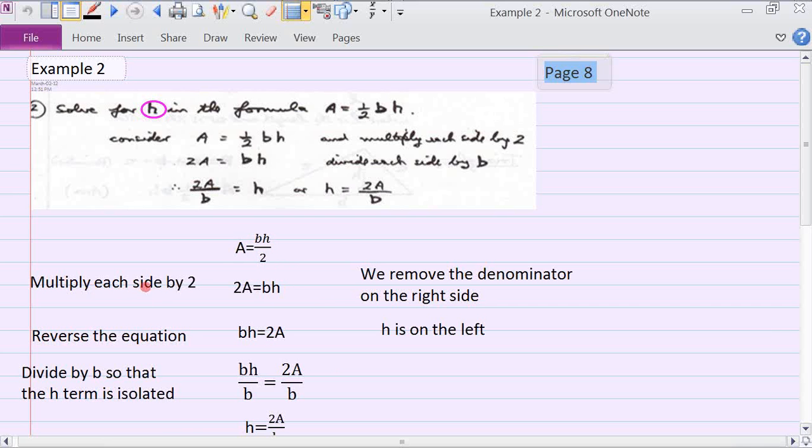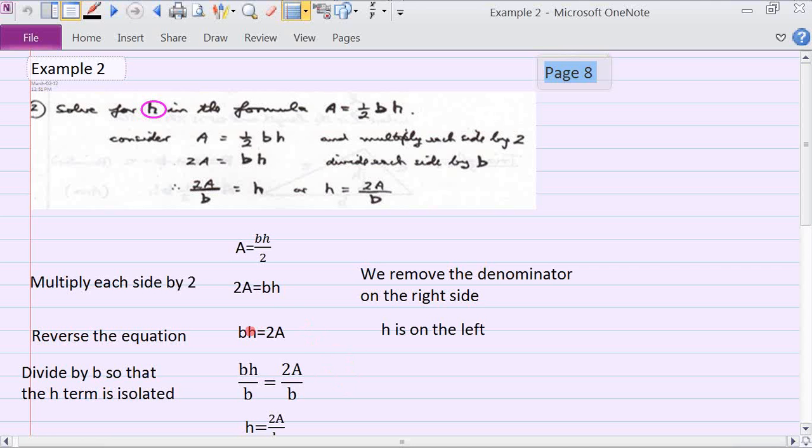The first thing is we multiply each side by 2 because we want to remove the denominator on the right. We want to remove this 2. So if I multiply this side by 2, the left and the right, I get rid of the denominator, the number 2 on the bottom. So I get 2A equals BH.